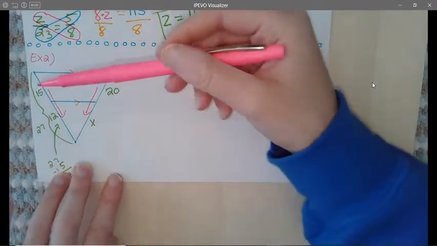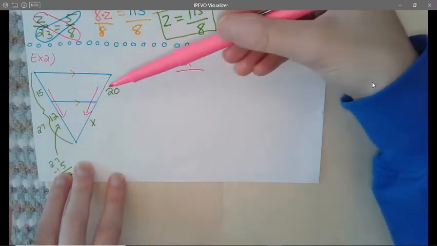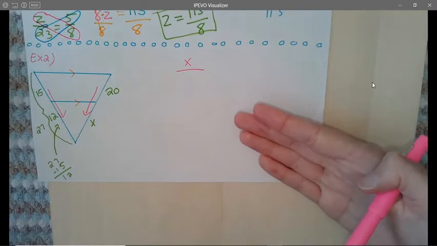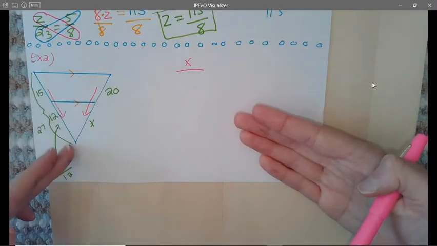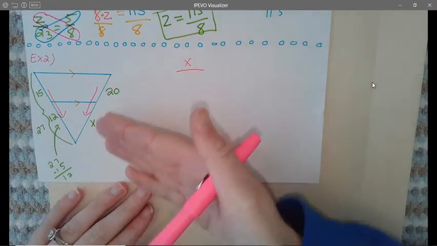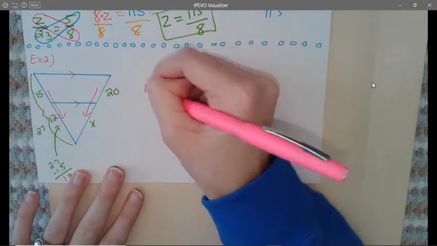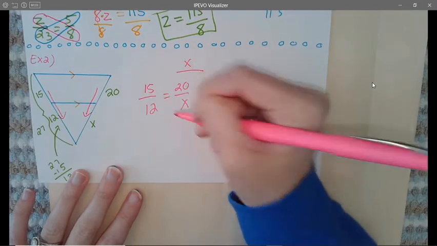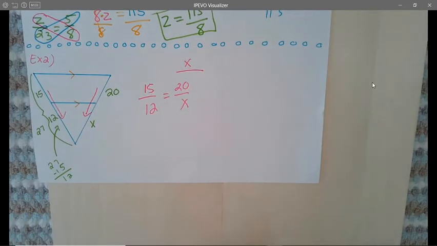So when I do that, it's going to be 15 over 12 equals 20 over x. Remember, you have to go in the same way. So if I start from the top of the triangle, then head to the bottom, in my next fraction I have to start from the top of the triangle and then go to the bottom. So I'm going to say 15 over 12 equals 20 over x. And then from here, I just solve for x.